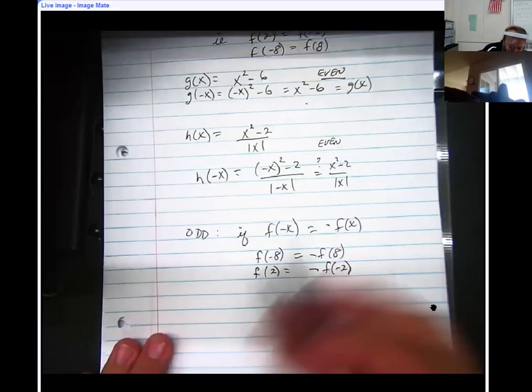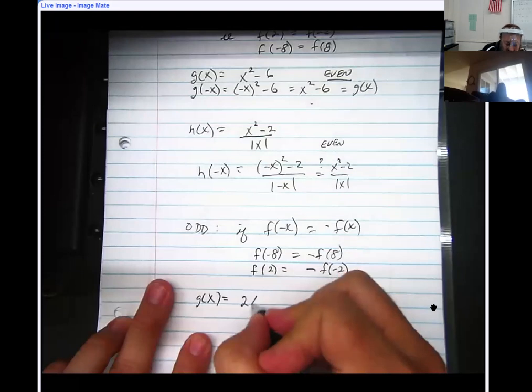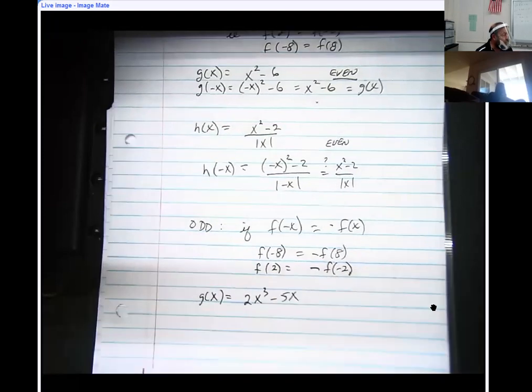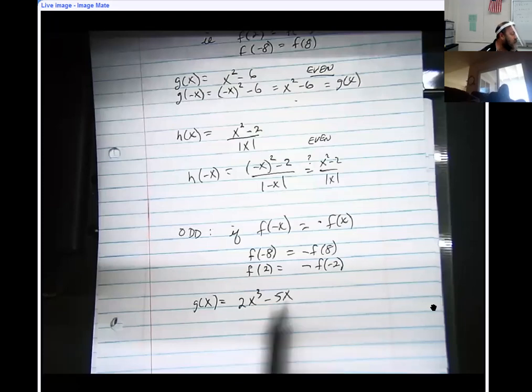So a perfect little example of that would be something as simple as 2x cubed minus 5x. This is your proof. On the test, I would like you to know how to prove if something is in fact odd. You can look at this and what do you see about your exponents? They're odd. That should kind of lead you to a good place.